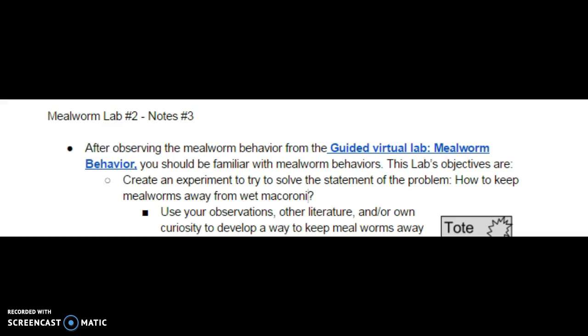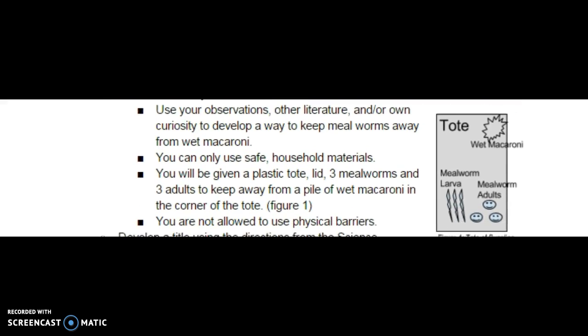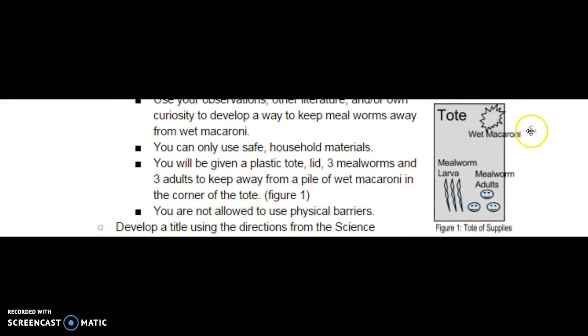from some wet macaroni. You're going to be given a tote, and that tote is going to have some wet macaroni in it. You're going to get 3 mealworm larvae and 3 mealworm adults. Your job is to keep the mealworm larvae and adults away from the wet macaroni. You can only use safe household materials. You'll be given the plastic tote with all of the materials inside of it, and you can't just build a physical barrier. It has to use something from behavior to try to keep them away.